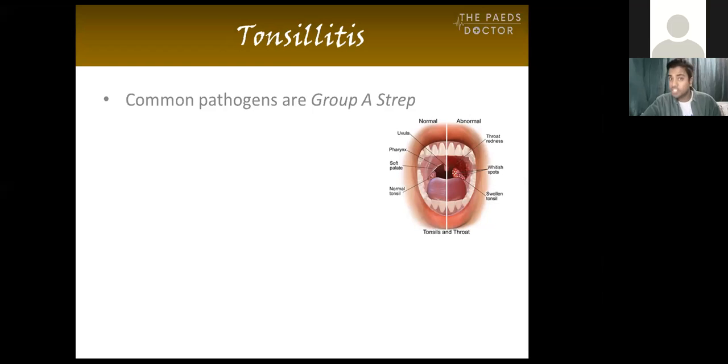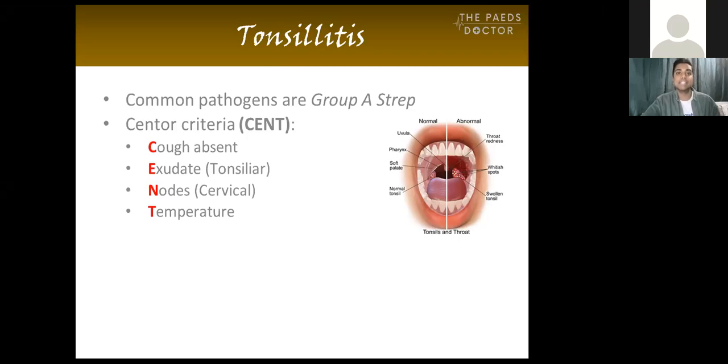And to differentiate this, and to answer the question that one of the students asked, you would want to treat if it was tonsillitis, but you use a criteria. The criteria is known as the CENTOR criteria, and I'm sure many of you have heard of it. A good mnemonic for remembering it is CENT, C-E-N-T. So cough absent, exudates, so tonsillar exudates, tender cervical lymphadenopathy, and temperature.